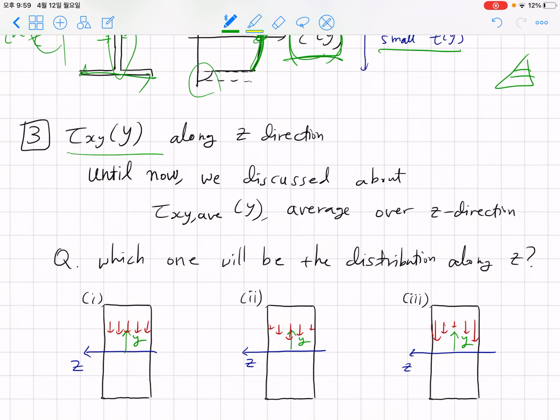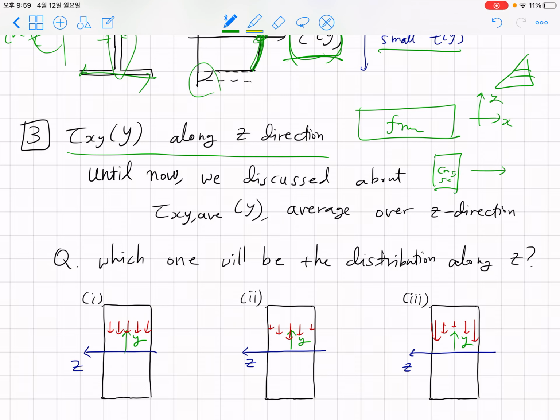Now, as our last topic of today, let's discuss shear stress distribution along the g direction. This is the front view, and this is the x and this is the y distribution. And if you consider the cross-sectional view, you have the y-axis here and your g-axis here.